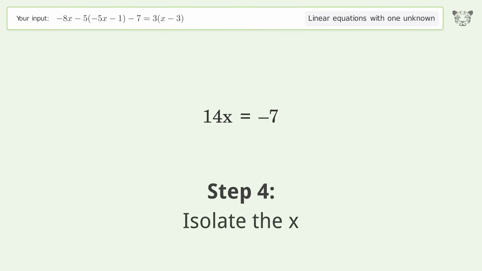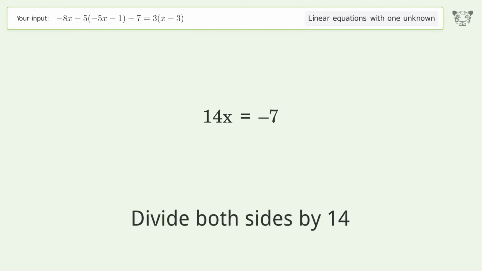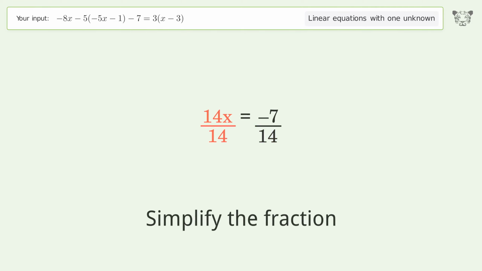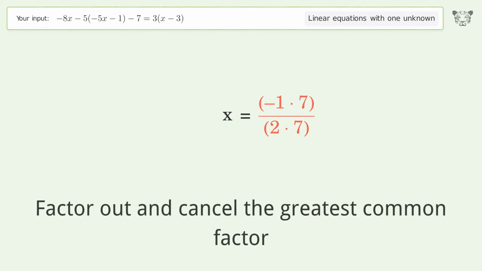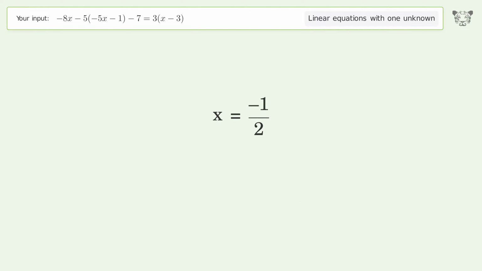Isolate the x. Divide both sides by 14. Simplify the fraction. Find the greatest common factor of the numerator and denominator. Factor out and cancel the greatest common factor. And so the final result is x equals -1/2.